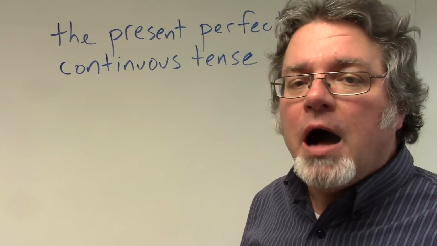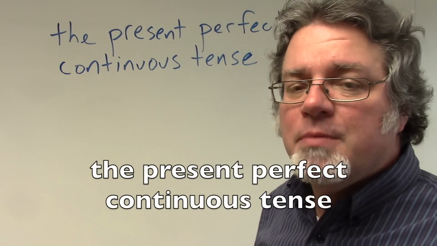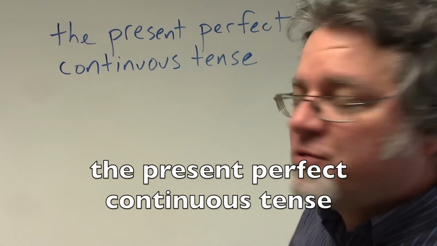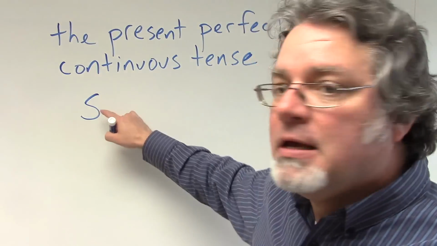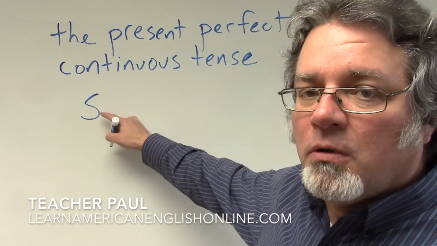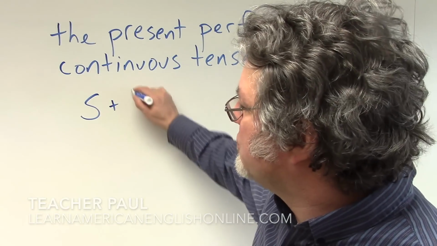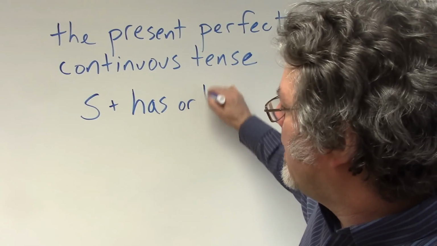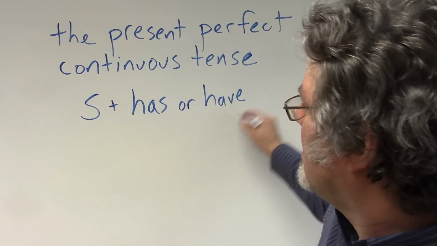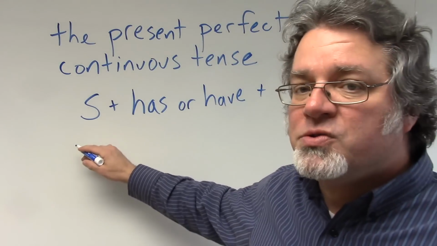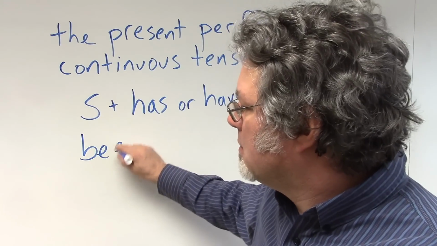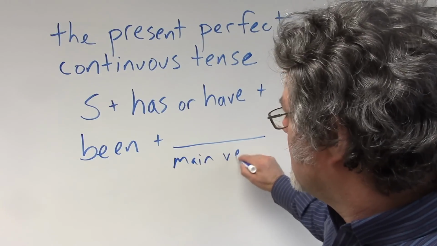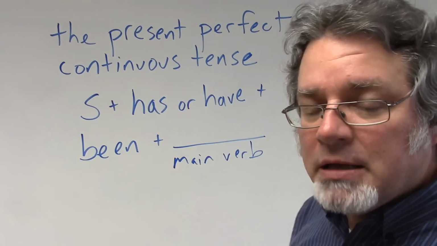In this video, I'll show you how to form the present perfect continuous tense. First, you have to consider the subject. Is it singular or plural? And then choose the helping verb has or have. Then use the word been, and then the main verb is going to be in the continuous form.